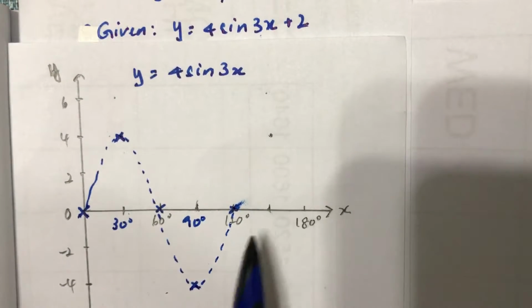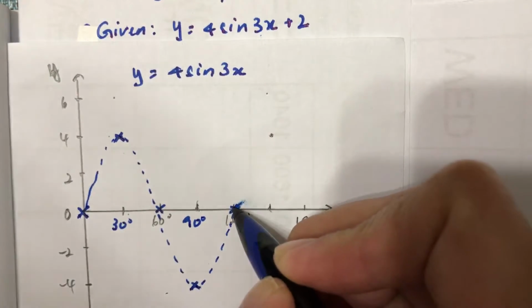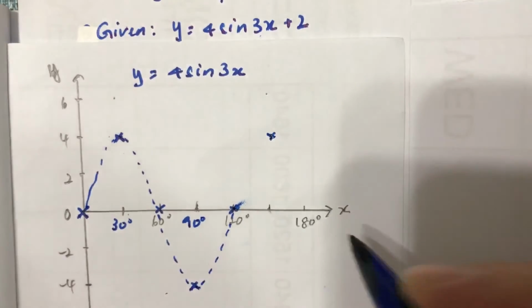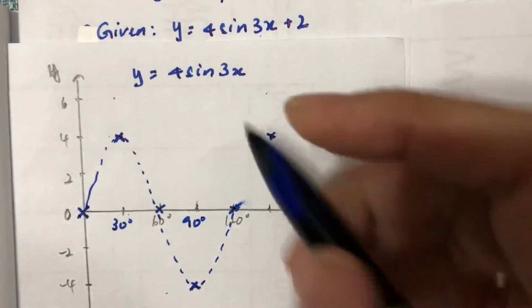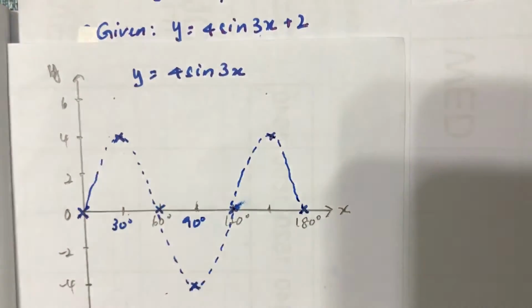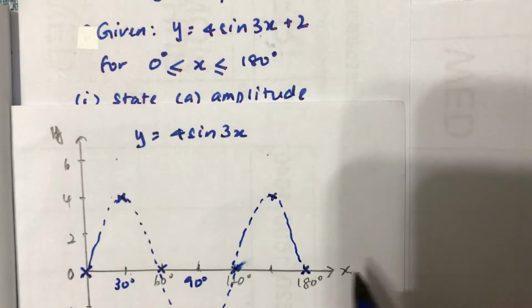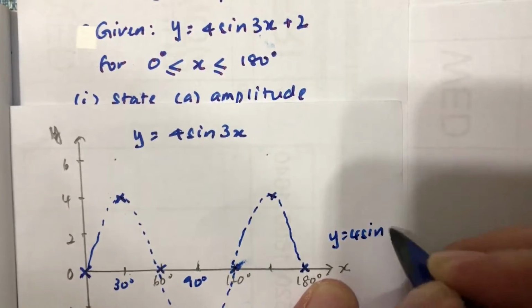Now remember, we have 1.5 cycles, which means that we will have at 0, then we are going to the maximum here, and then down to 180 again. So this is actually my 1.5 cycles. Okay, so this is actually going to be the graph of y equals 4 sine 3x.